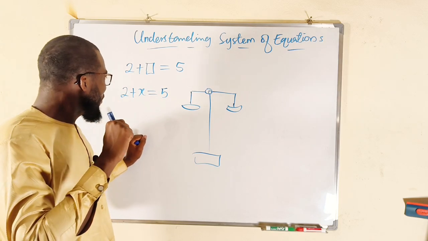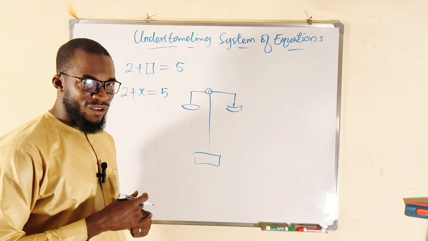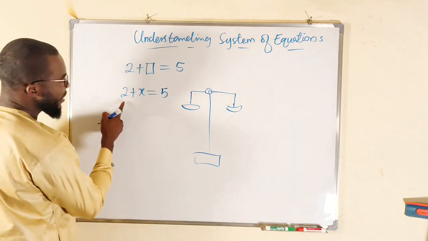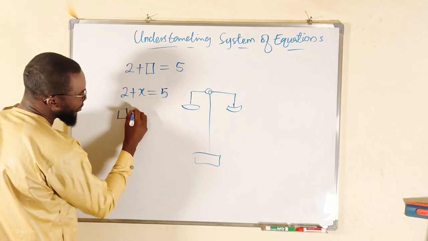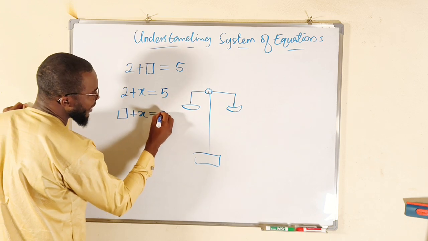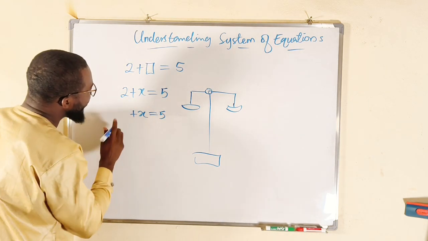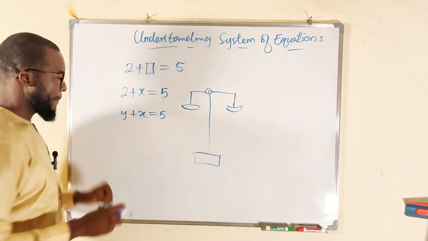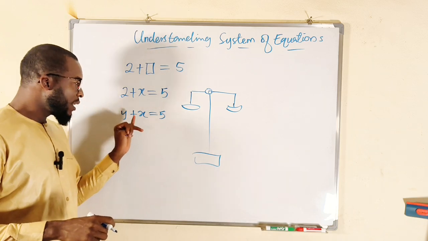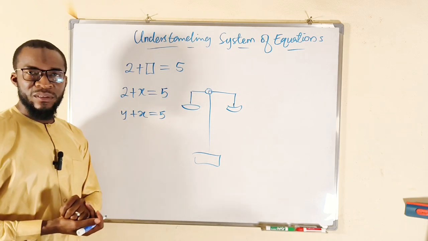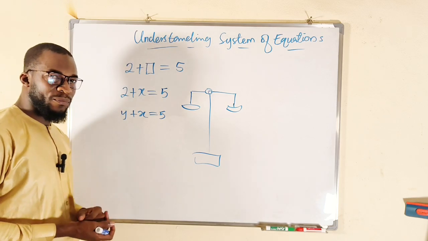But in certain instances, we may have an equation with infinitely many solutions. For example, if I should remove this 2 and replace it with a box plus x equal to 5, this is another open sentence, but I can confidently remove this box and replace it with y. So we are saying that the combination of y and x will give us 5. So what will be the value of x and y?